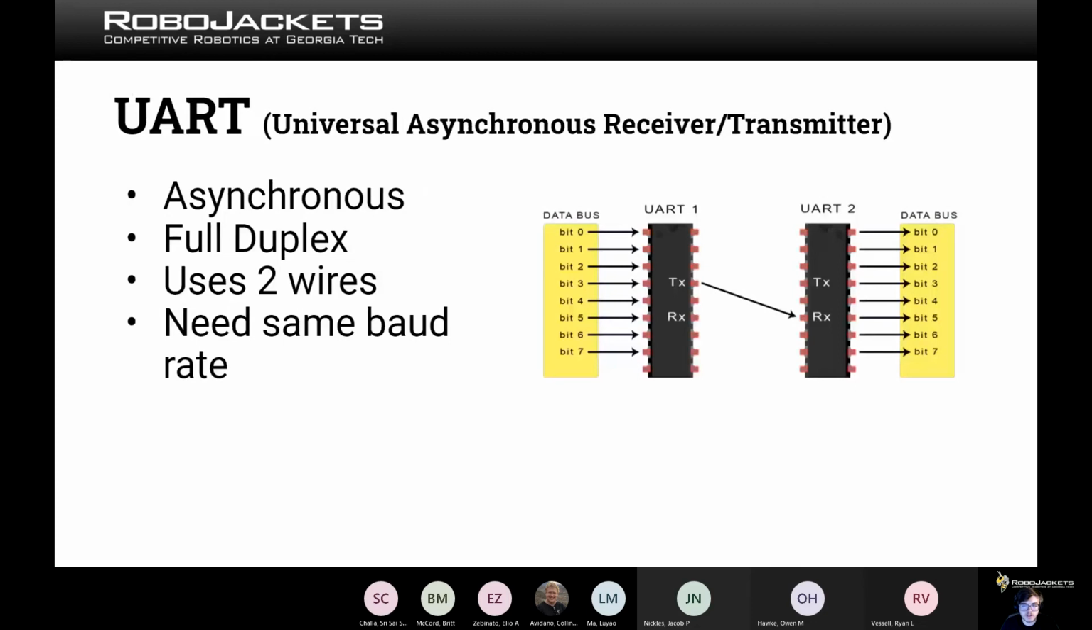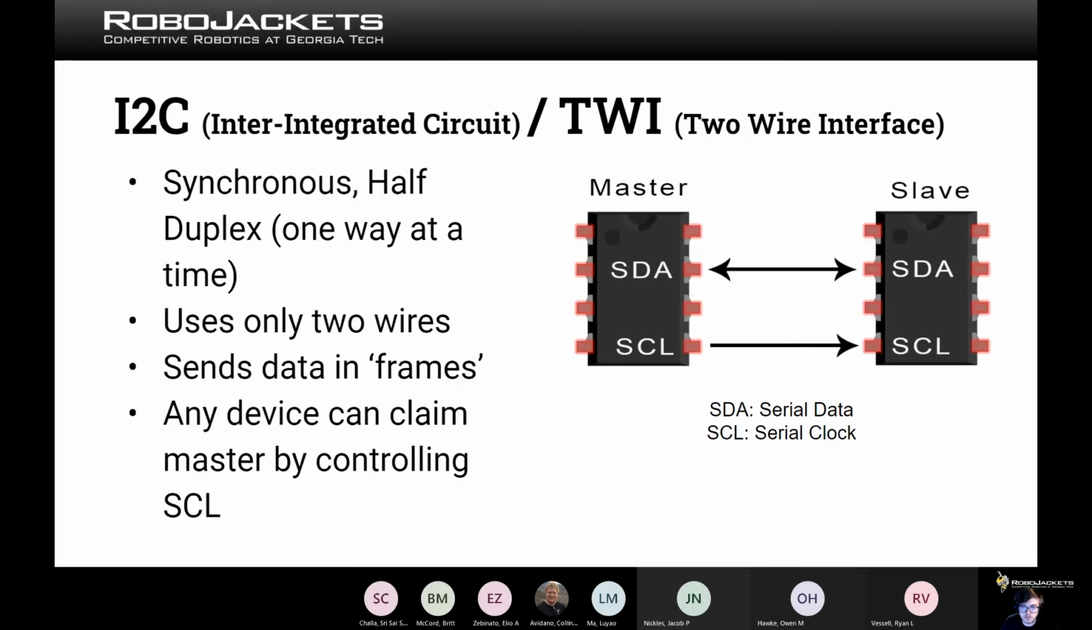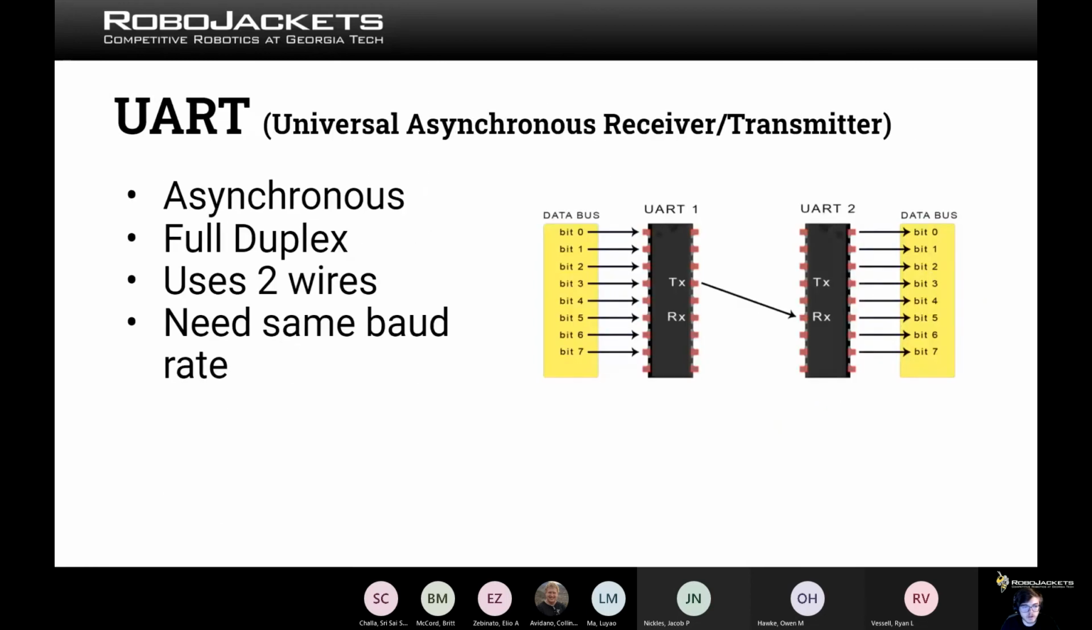So it's asynchronous. It's full duplex. So going back to our terms, asynchronous means there's no clock. Full duplex, data can go both ways. And it only uses 2 wires. And that was another advantage of I2C too. But it uses 2 wires, but you do need to set the same baud rate.